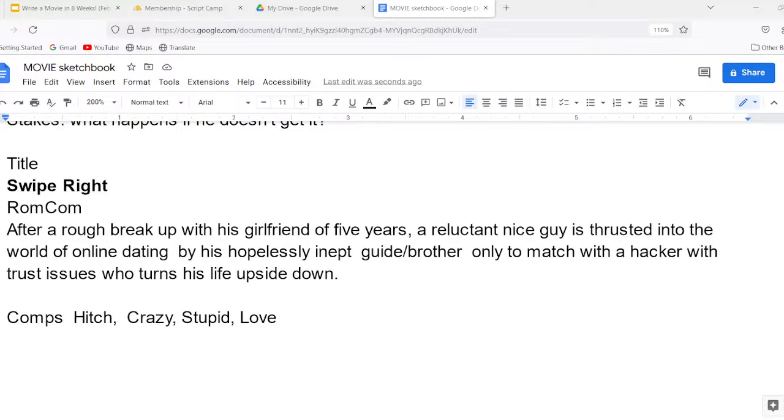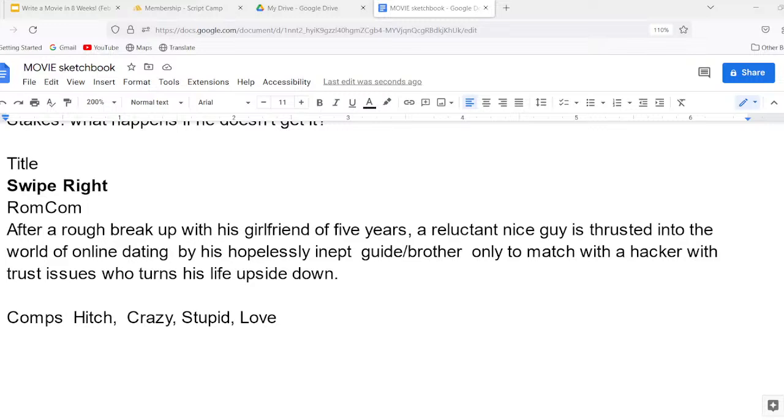I like it. I'm trying to make sure I understand. He matches with a hacker, like you mean she somehow hacked the app to match with him, or you're saying she just happens to be a hacker, somebody that he matches with?